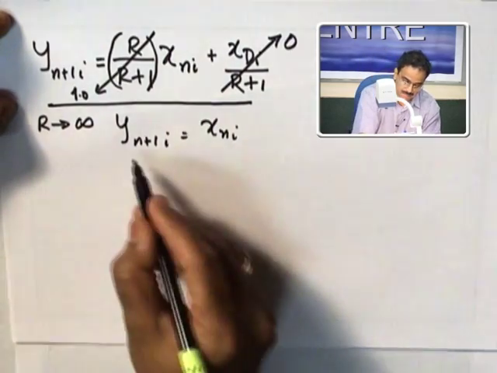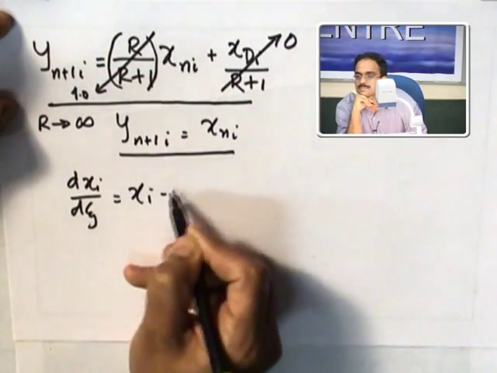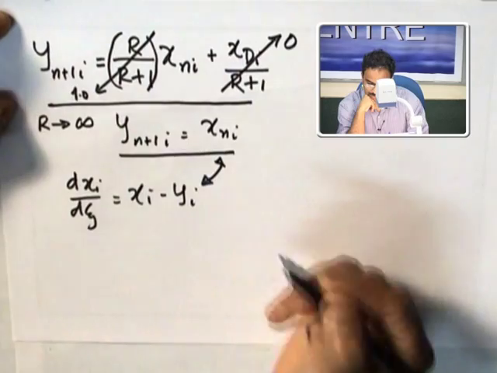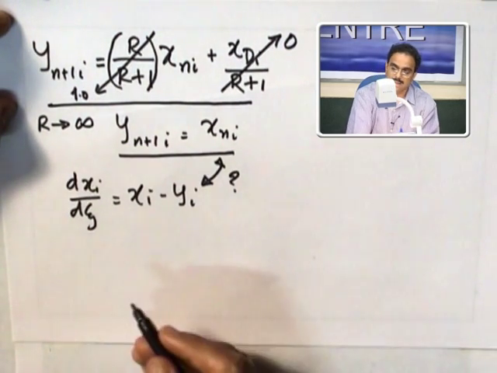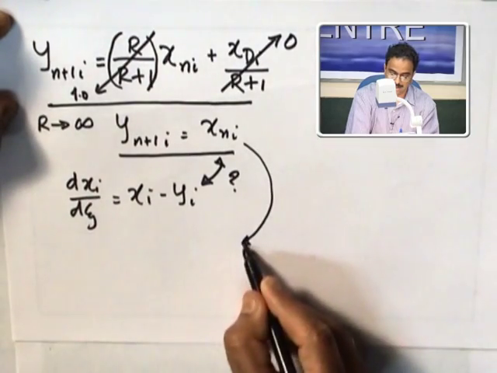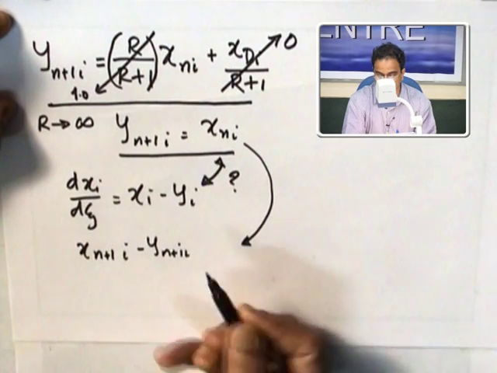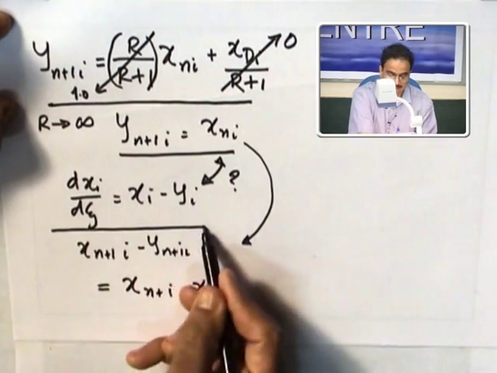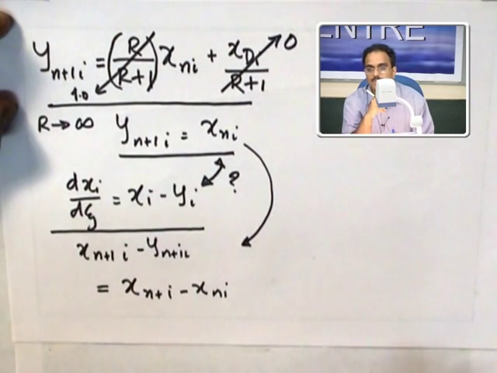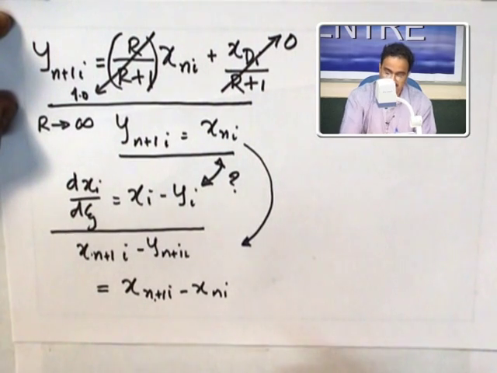Now this equation I am saying is equivalent to dxi by d zeta is equal to xi minus yi. Is that true? Instead of this equation I write it as x n plus 1 I minus y n plus 1 I is equal to x n plus 1 I minus x n I. Tell me whether it is true or not. Can I do this? I have just multiplied it by minus 1 on both sides and then added x n plus 1 I on both sides, right. So I can write this particular equation, okay.